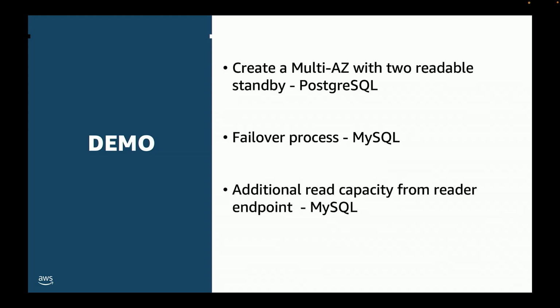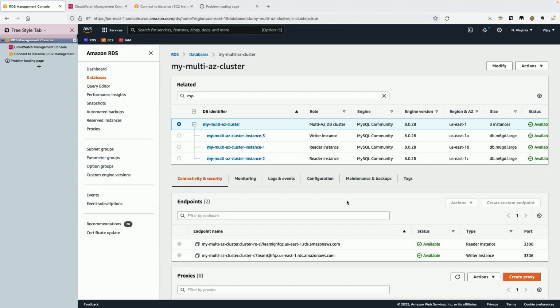Now I'm going to take a pause here to talk about the next 2 parts of the demo, which is the failover process we talked about. Normally, failover takes around 35 seconds typically. And then reader capacity: how the reader endpoint distributes the load between both instances. For this part of the demo, I already created a MySQL multi-AZ DB cluster, so I'm going to use that. Before we get started, I'm going to show how the instance looks from the MySQL point of view. This is the instance I'm using, which is on 8.0.28.